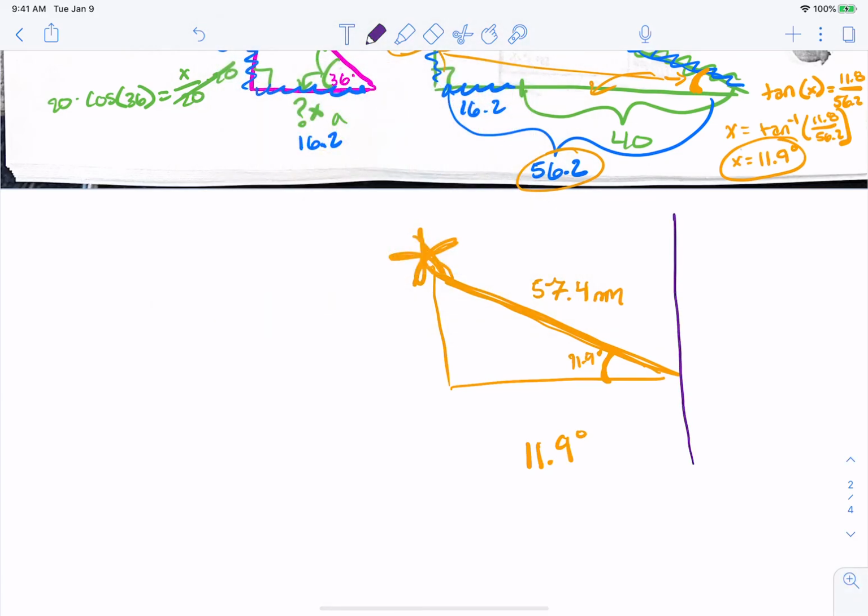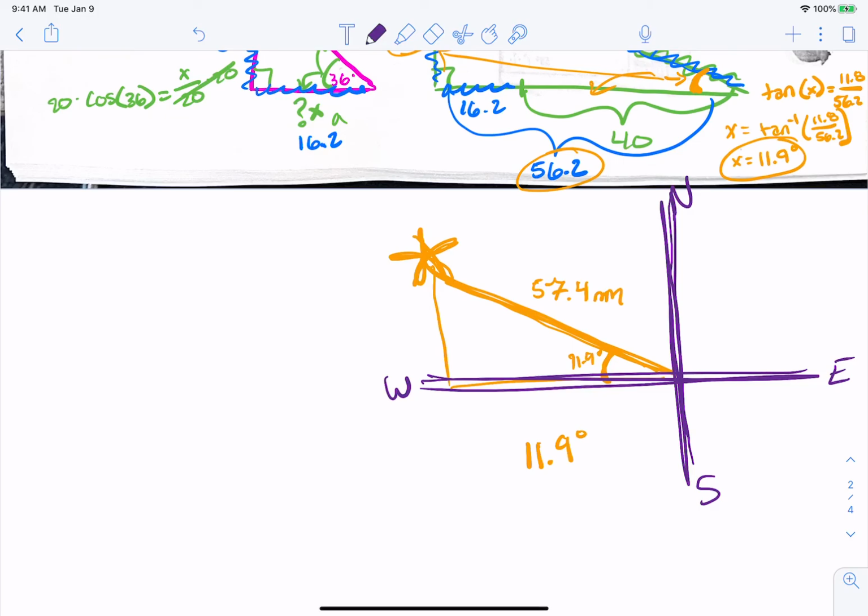So if this is my coordinate plane right here, here's north, south, east, west. He is what of what? What's the degrees? That's 11.9. 11.9 degrees north of west. So he is 57.4 nautical miles, 11.9 degrees north of west. So in the west direction, then you turn and go 11.9 degrees north. Does that make sense? That's how you write it.